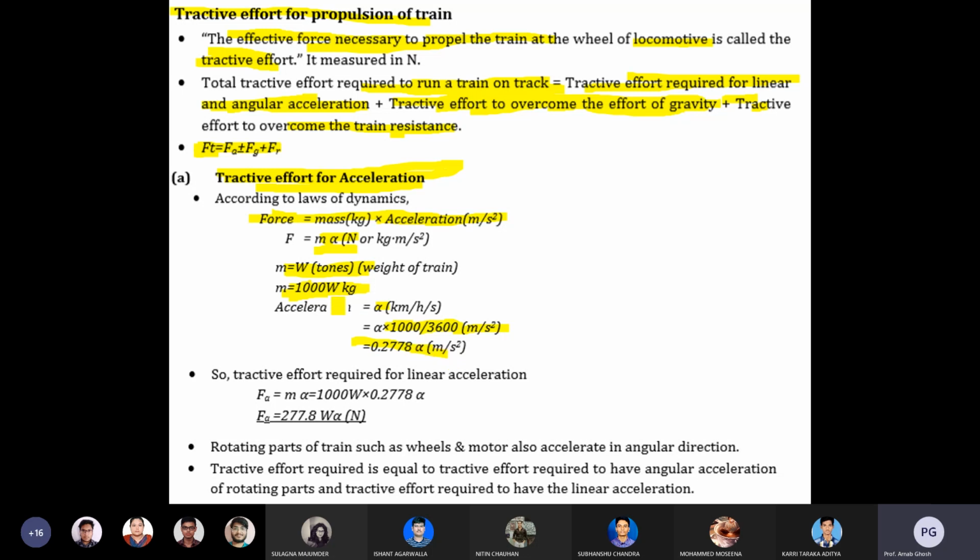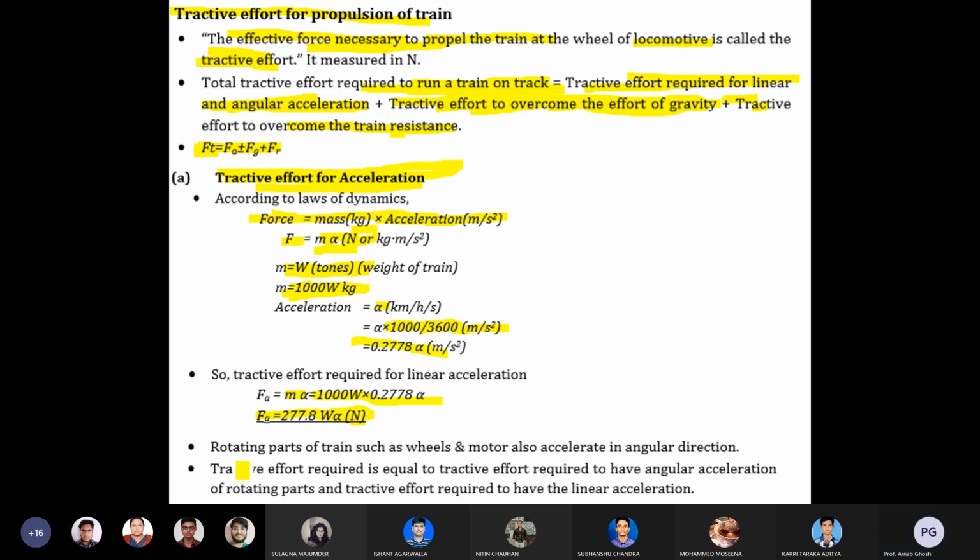0.2778 alpha. So now force F equals m, where m equals 1000 W in kg, and acceleration in meter per second square. Kg meter per second square means Newton. You know that F equals m into a, so replacing those things, 1000 W into 0.2778 alpha, directly it comes F equals 277.8 W alpha Newton. I hope all of you are getting this.